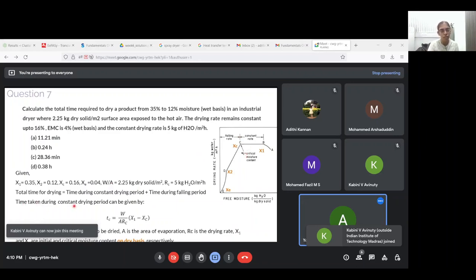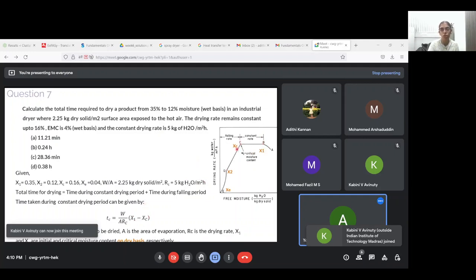The time taken during a constant drying period, Tc, the constant drying time, is equal to W by ARc. W is the weight of the product and A is the area of evaporation. We already know the weight of the product per meter square. So W by A is given as 2.25 kg of dry solid per meter square. Rc is your constant drying rate, which is 5 kg of H2O per meter square hour. X1 will be your moisture content at the starting phase and Xc will be your critical moisture content.